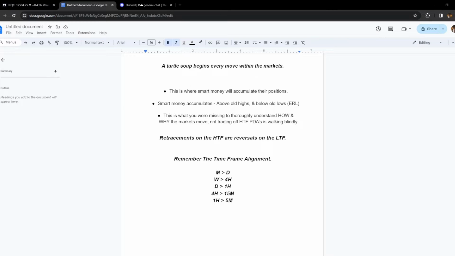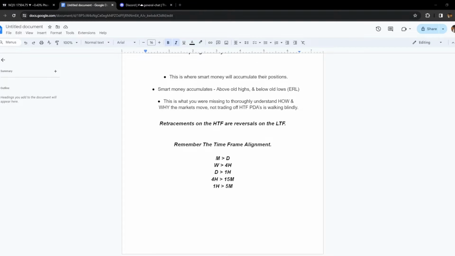Now, once again, I want you to remember the time frame alignment. Monthly levels to daily structure, weekly levels to 4-hour structure, daily levels to 1 hour structure, 4-hour levels to 15-minute structure, 1 hour levels to 5-minute structure. We are going to be going over every single one of these time frames to get the structure and exactly how the turtle soup will begin every move within the markets.